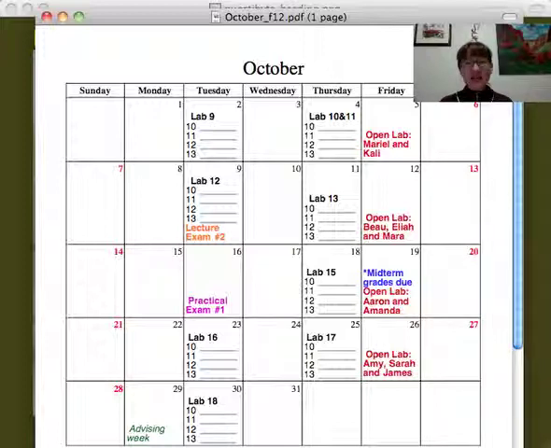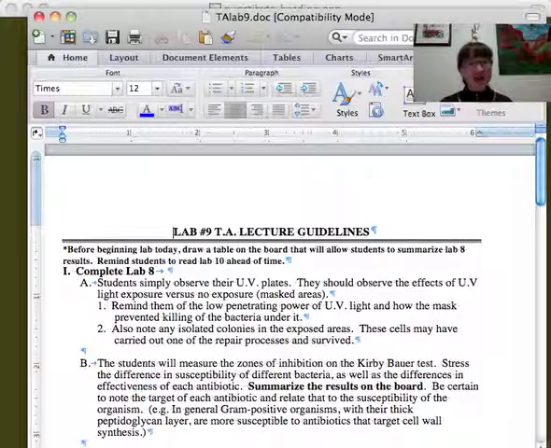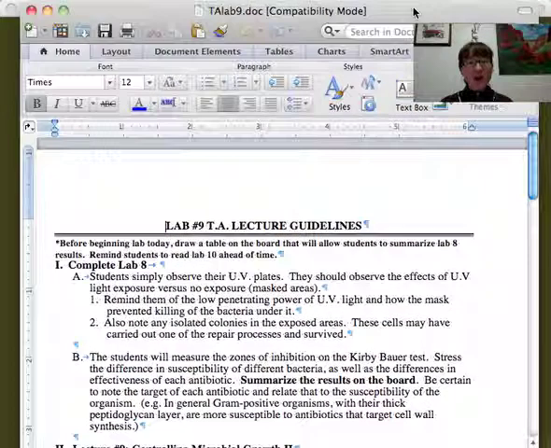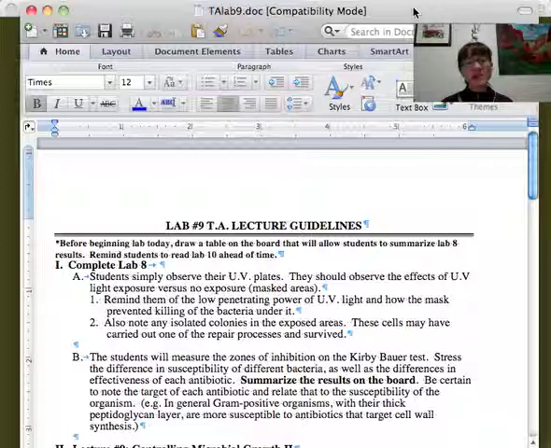Okay, let's take a look at the TA guidelines for each one of the labs for this week, beginning with Lab 9. For Lab 9, I already mentioned, but the main thing is to get them going on the measuring of the zones, the tabulating of the data from Lab 8, making sure that they're on top of that right away when they come into lab.